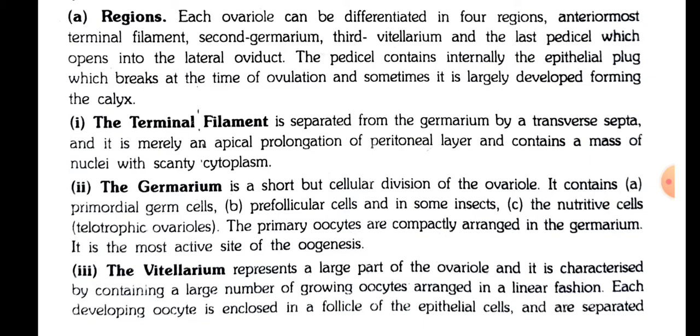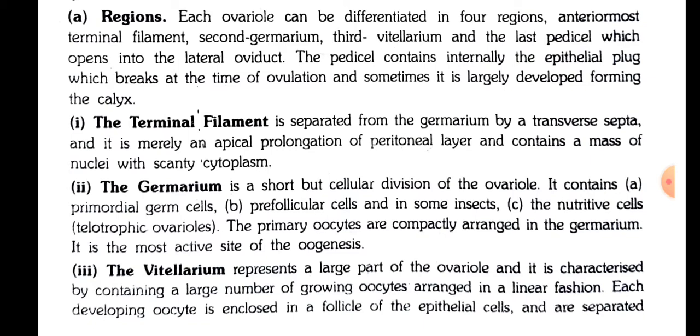forming the calyx. The first region, the terminal filament, is separated from the germarium by a transverse septum, and it is merely an apical prolongation of the peritoneal layer and contains a mass of nuclei with scanty cytoplasm.